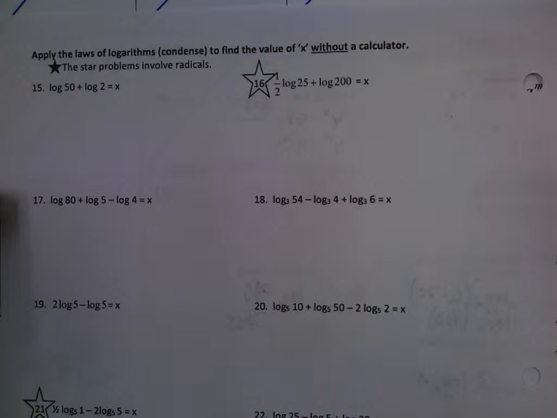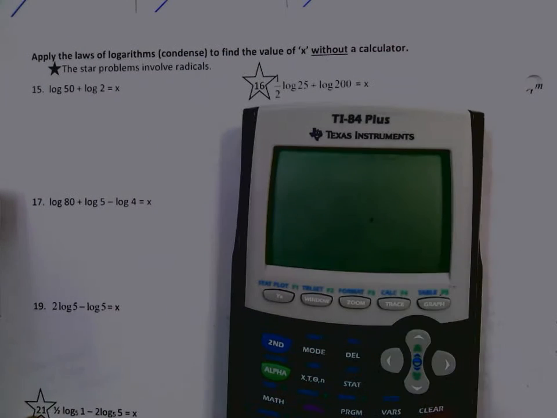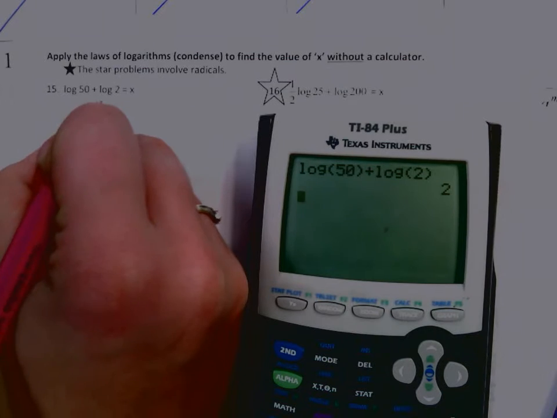But these back ones are solving for x, so we are solving the log. The log of 50 plus the log of 2 is one that you could easily do on your calculator. So if you go ahead and type in the log of 50, close that parentheses, plus the log of 2, it will tell you that your answer should be 2. So I know right now that this one I should get x equals 2.